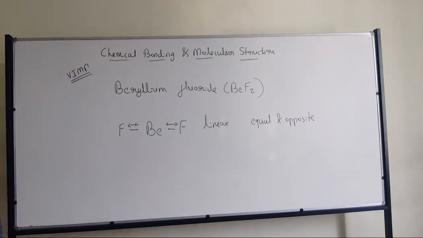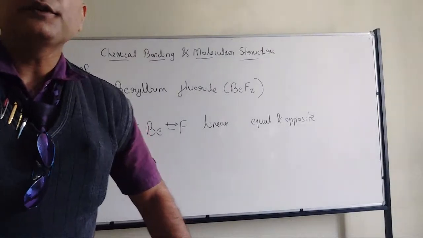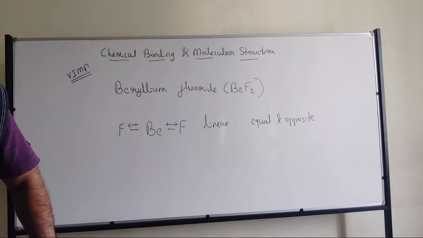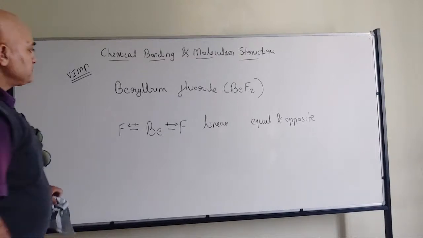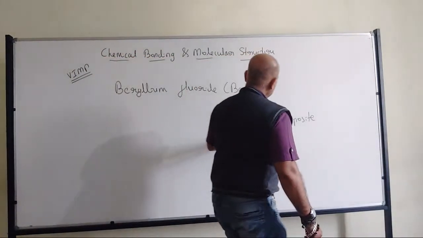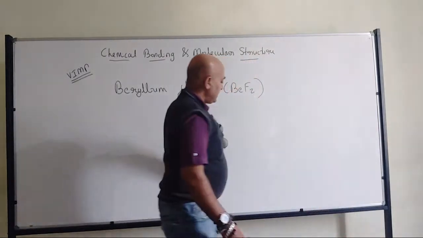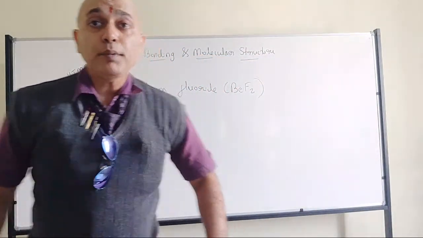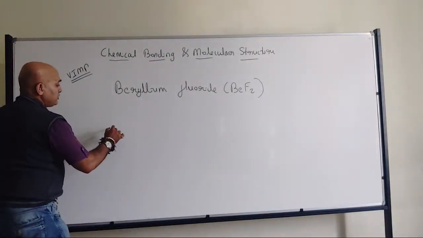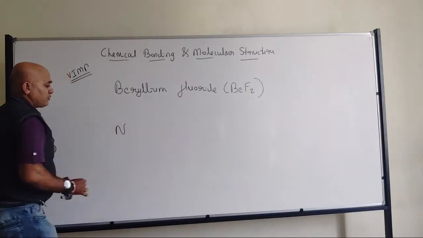Since the net dipole moment is equal and opposite, therefore net dipole moment of beryllium difluoride will be 0. Net dipole moment of beryllium difluoride should be 0. All of you have understood? Any doubts? Okay. So that's where we have the beryllium difluoride, which is also having net dipole moment as 0. Now you should tell me, what about nitrogen trifluoride?